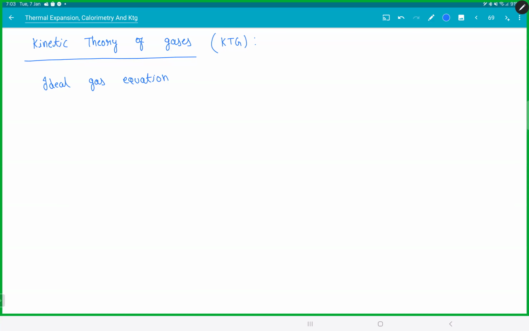So ideal gas equation. PV is equal to nRT. P is pressure. What is V? V is the volume in which molecules can freely move. V is not the volume of the container technically.